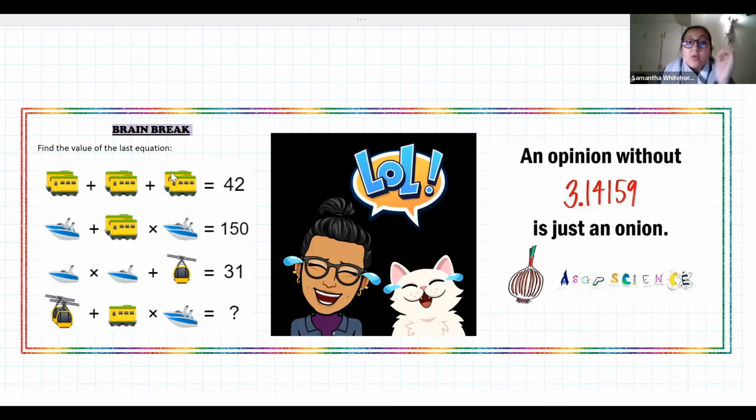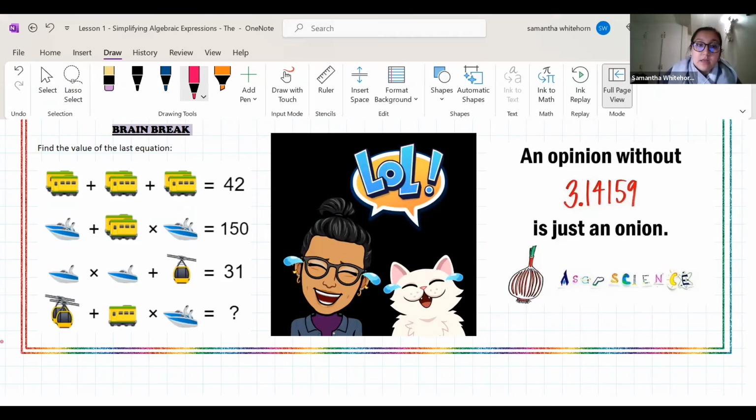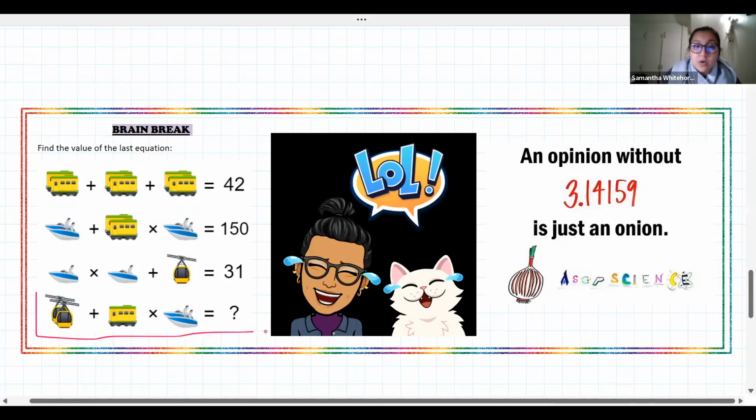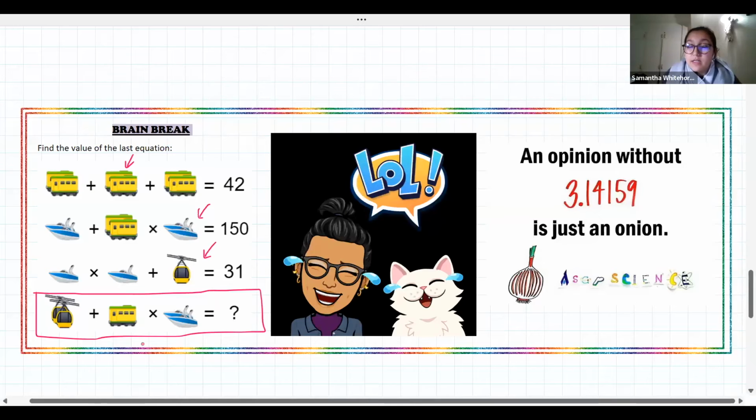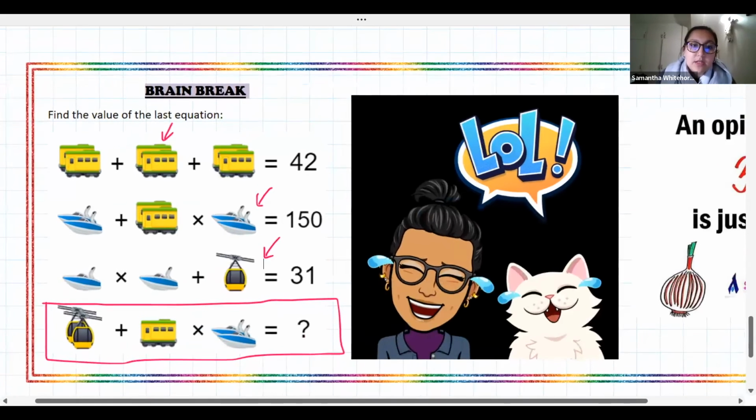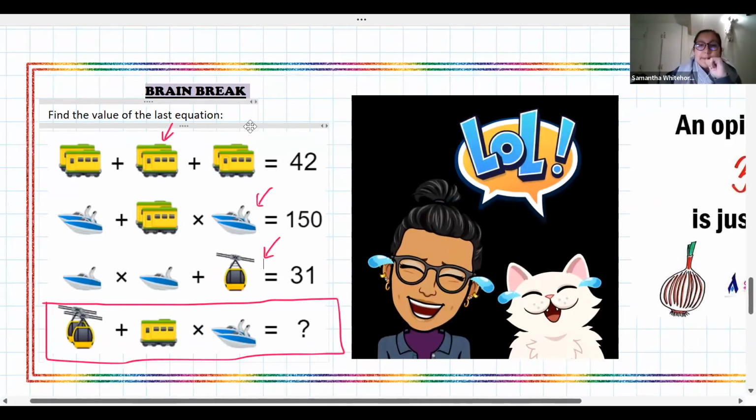But here we've got a brain break where we need to find the value of the very last equation down at the bottom here. So you need to figure out what the trains are worth, what the bus is worth, and what the cable car thing is worth so that you can find it. Please make sure that you are checking whether there's 2 or whether there's 1. It changes the value. I'm going to make it a bit bigger so that hopefully you can see those doubles.